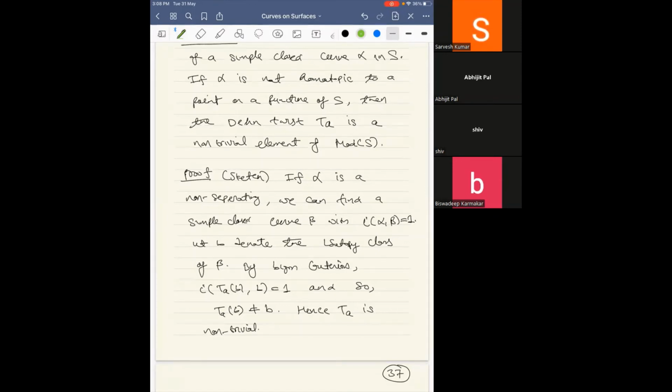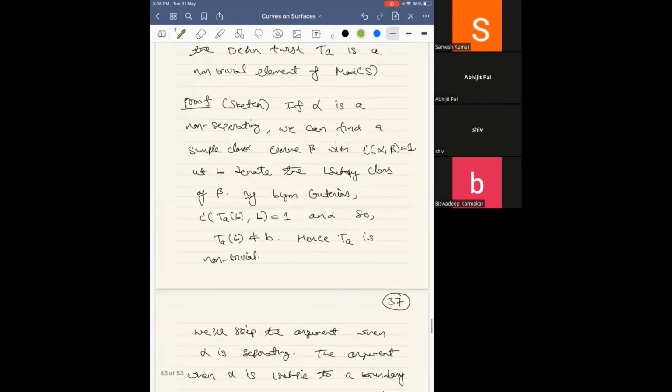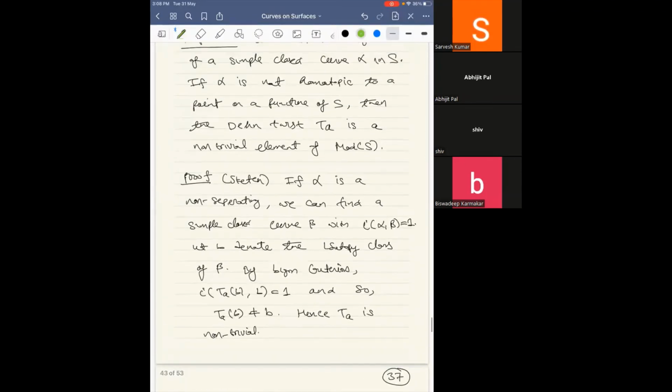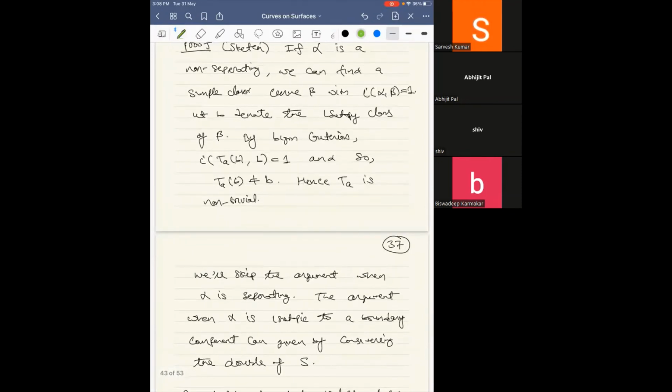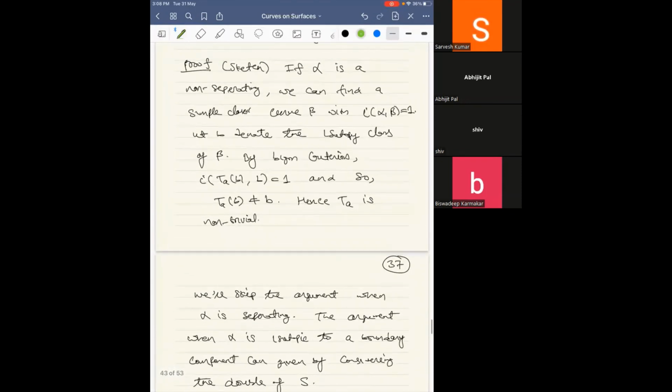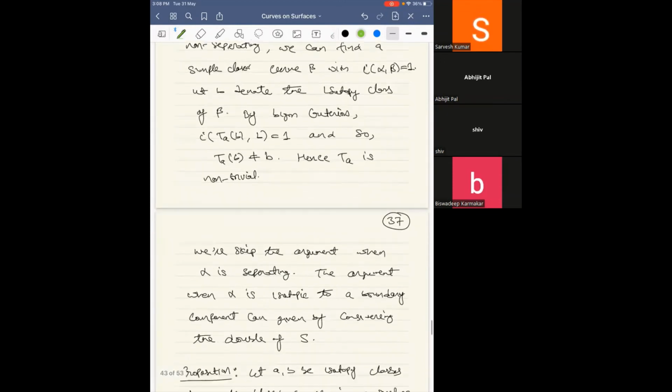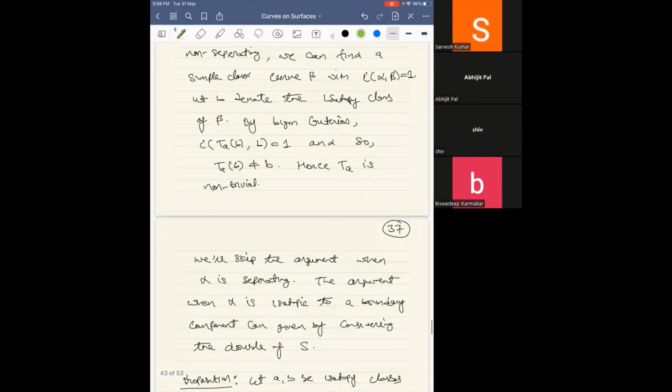So we have seen that the intersection number of T_α(β) and β is 1, right? If T_α is a trivial element, then T_α(β) should be β, and then the intersection number should be 0. That is not the case. So T_α is non-trivial. Similarly, you need to argue for a separating curve also, when α is separating. I have not done that argument for when α is separating, but there you need the change of coordinates principle in the same way. So let us skip that argument.